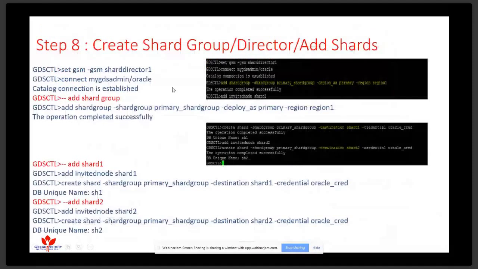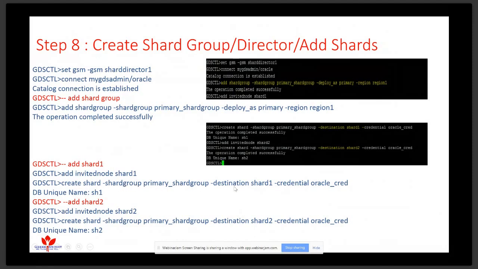Once you've done that, the next thing you have to do is create a shard group. What is the shard group? You give any name, deploy as primary or a secondary or a standby. This tells us whether you are deploying a standby or a primary in one region. And then invite node shard 1. So this is how we tell it to add this node to this primary group, and then create shard.